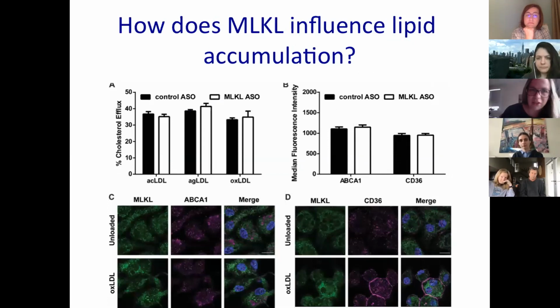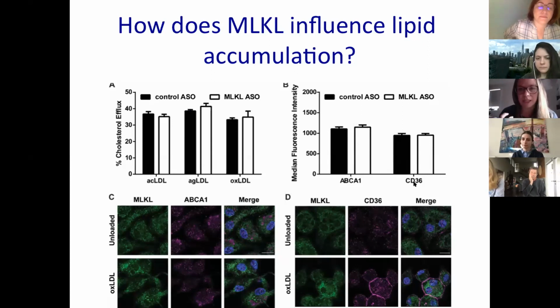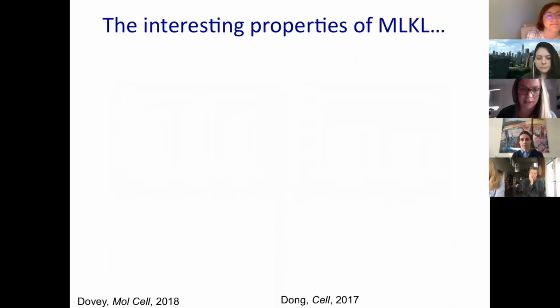With anything regarding cholesterol trafficking, you think, okay, maybe it's efflux or uptake, or maybe ABCA1 is affected or CD36. And the short answer is none of those are affected. Cholesterol efflux doesn't change at all with MLKL knockout. That's up here, on the top left. And the expression of ABCA1 and CD36 doesn't change. So it doesn't seem that the uptake or efflux machinery is altered in the presence of MLKL. So it's not a mechanism regarding uptake or efflux.